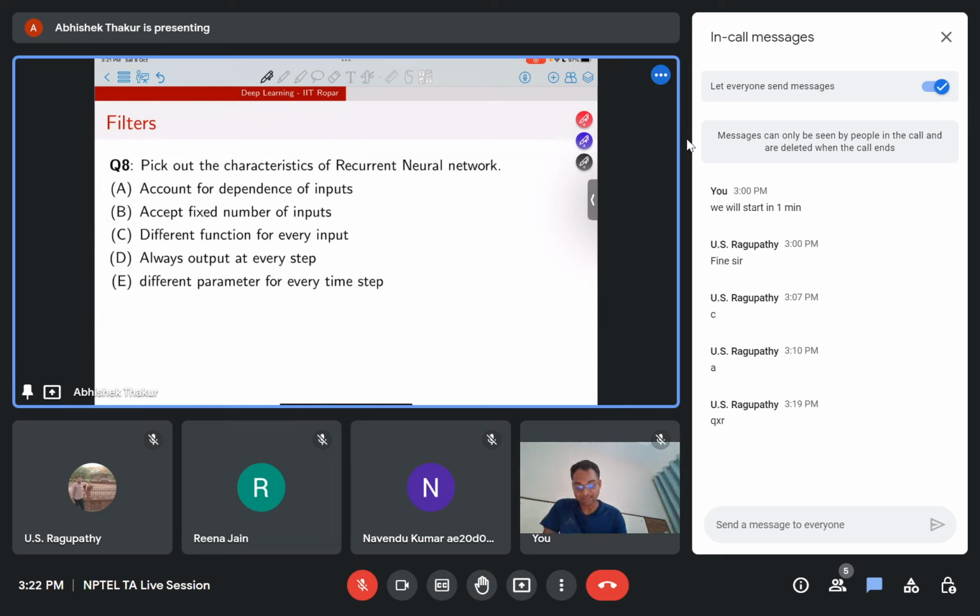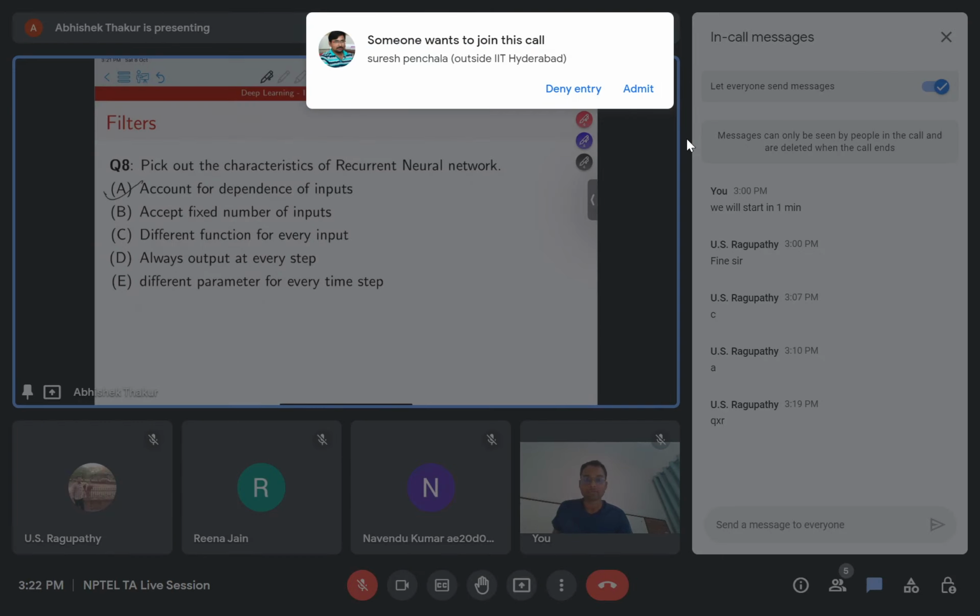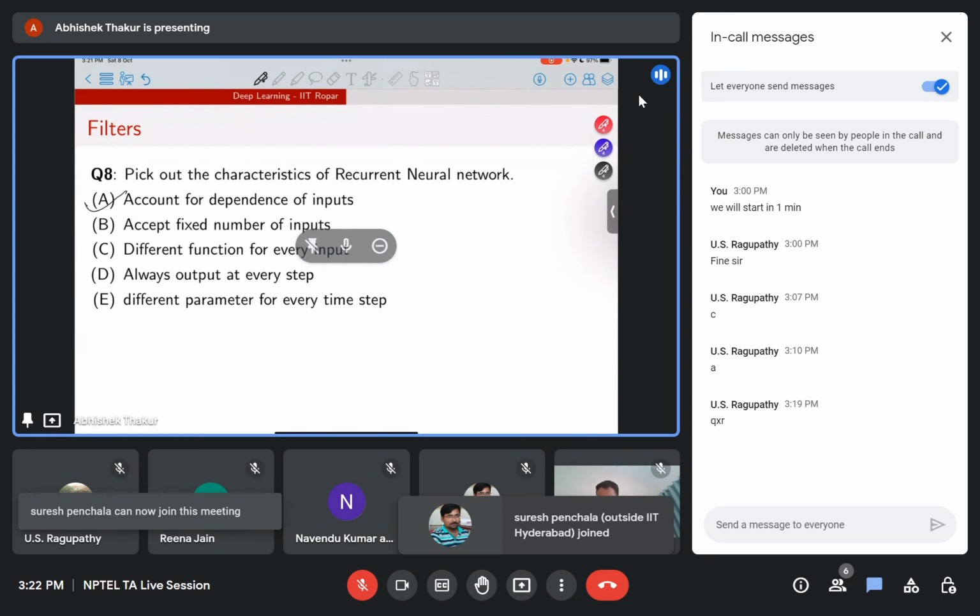So pick out the characteristics of RNN. First is account for dependence of inputs. That is correct because it accounts like inputs are dependent. Accept fixed number of inputs. So it accepts a fixed number of inputs. That is wrong, where input size is variable.